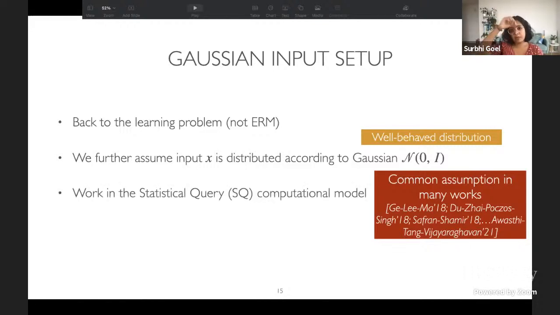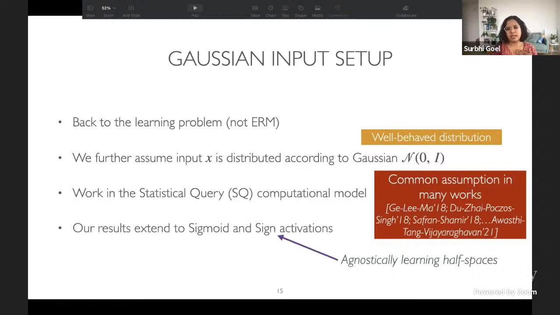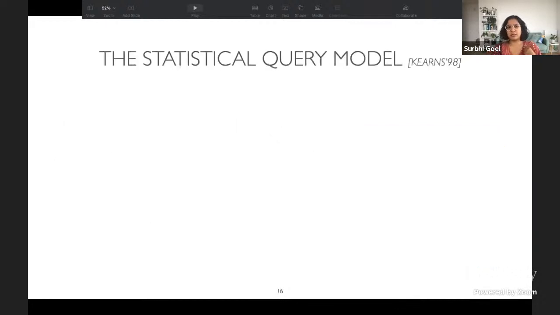And in this part, we're going to work in the statistical query computation model, and we show that, in fact, here we don't need to make a hardness assumption on a problem, but if we restrict our algorithms, then again, we cannot solve this problem. And in this part, our results will actually extend to sigmoids and sign activations, which gives us a result for agnostically learning halfspaces as well.